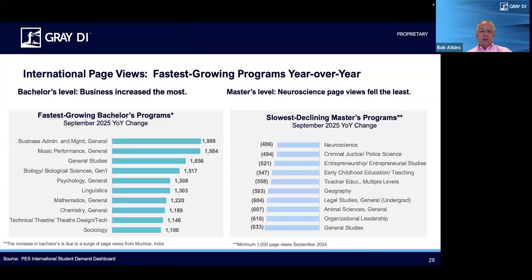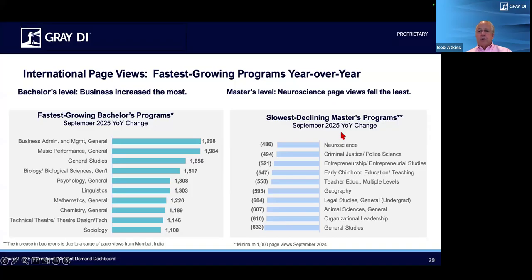There are some things that are growing, albeit at a fairly modest rate now. Business, again, music is a surprise entry on the growers here. General studies, biology, psychology, linguistics, math, that's not surprising. Chemistry, again, the more engineering and technical side is what I expect to see here. But really this time we're seeing a lot of very much non-technical fields make the list, which is interesting. And by the way, of course, that's the bachelor's programs.